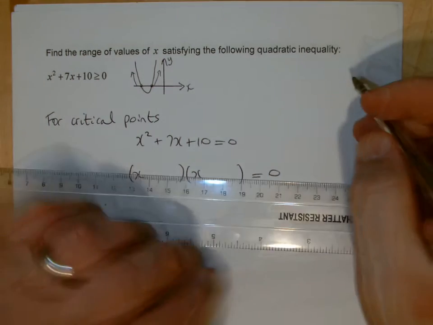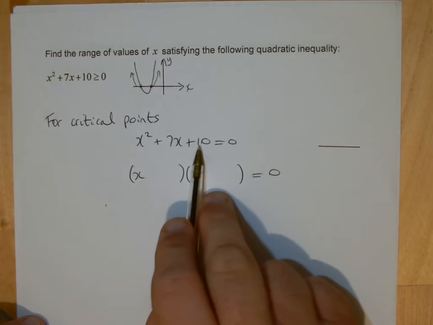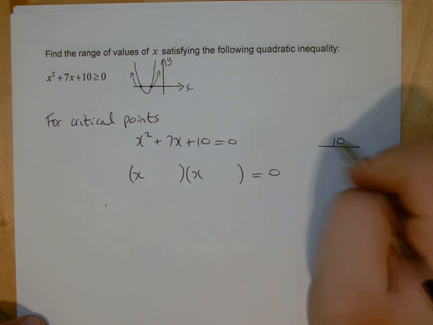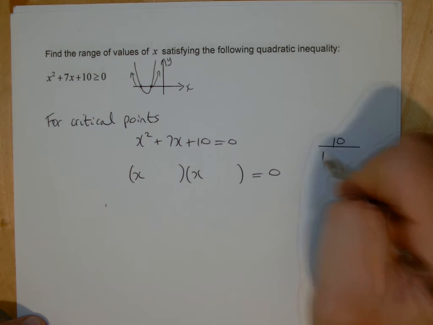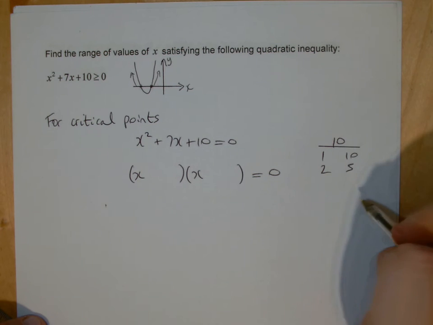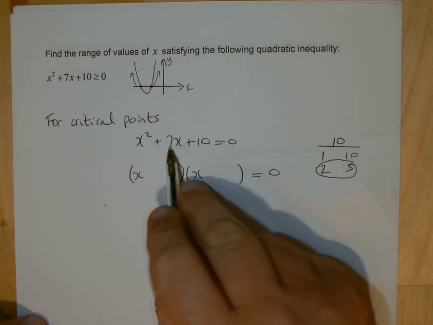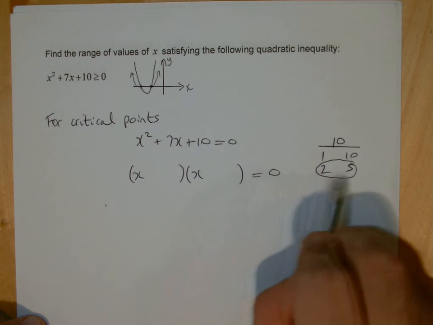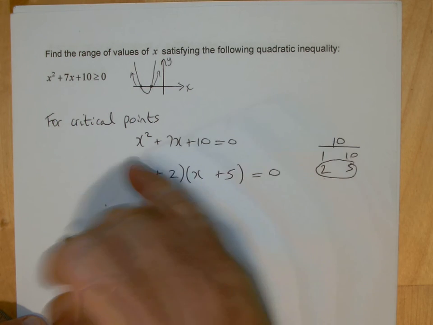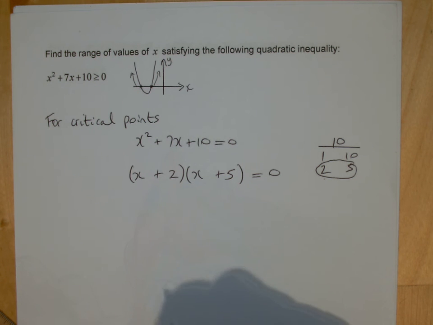What we need then is two numbers that multiply to give this number at the end, 10, and add up to give 7. If you think of the pairs that multiply to give 10, you've got 1 and 10, 2 and 5. This pair will work because they add up to give 7. And if we make them both plus, it works. You can check, multiply out, you get back to that.